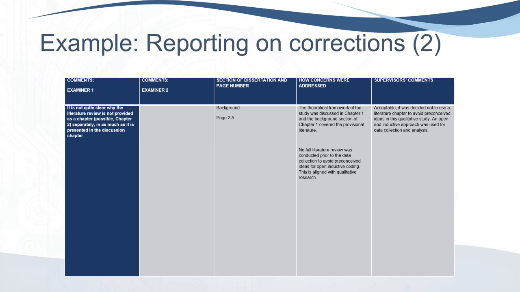So in this case, for example, the comments were that there was not a clear chapter 2, in other words, a clear literature review chapter. It's a qualitative study. The provisional literature review, or the initial review, was part of chapter 1. One examiner made a comment about that, and the student indicated that they are not going to change it, and the supervisor also indicated that there was a decision made not to use a literature chapter to avoid preconceived ideas in this qualitative study. So they've given a reason why they did not address the comment of the one examiner. In the end, the supervisor will guide you in terms of these kinds of comments or rebuttals that will be provided.